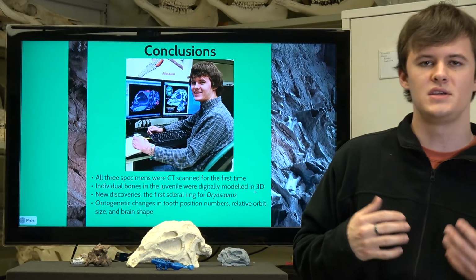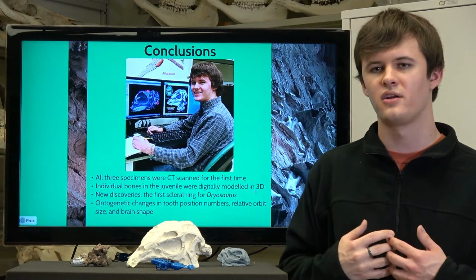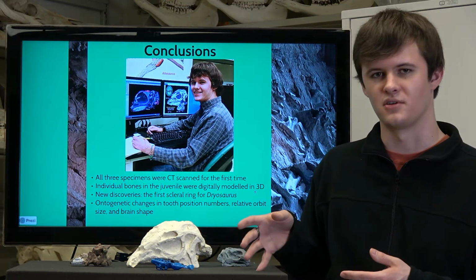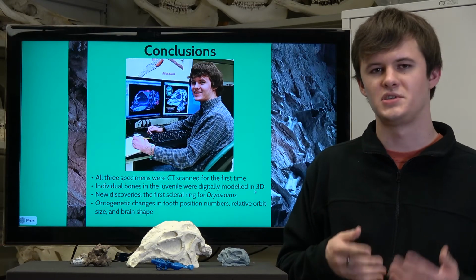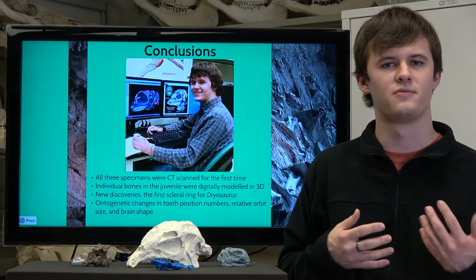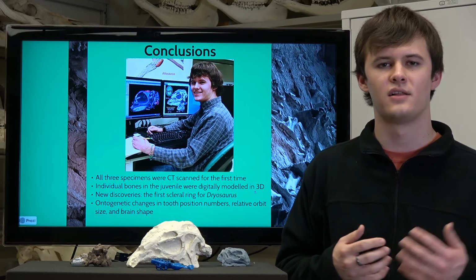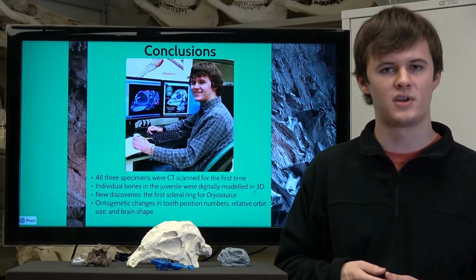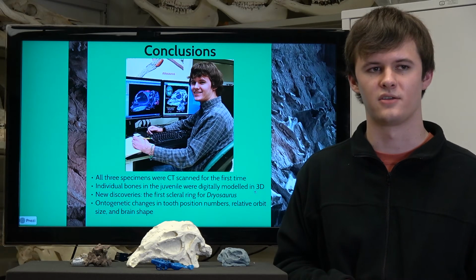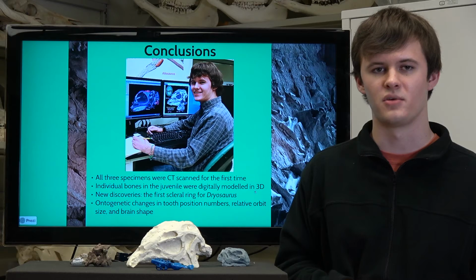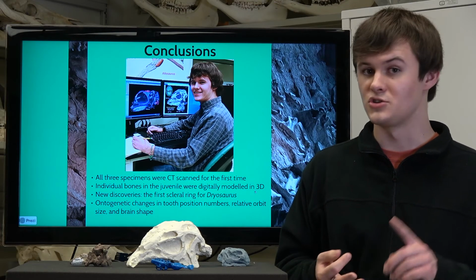So in summary, CT scanning really allows us to better understand the changes with growth in these dinosaur skulls. All 3 specimens were CT scanned for the first time, allowing for 3D visualization of individual bones in the juvenile. CT analysis revealed previously undescribed anatomy, like the first known scleral ring in Dryosaurus, as well as ontogenetic changes in tooth position number, relative orbit size, and soon brain shape.